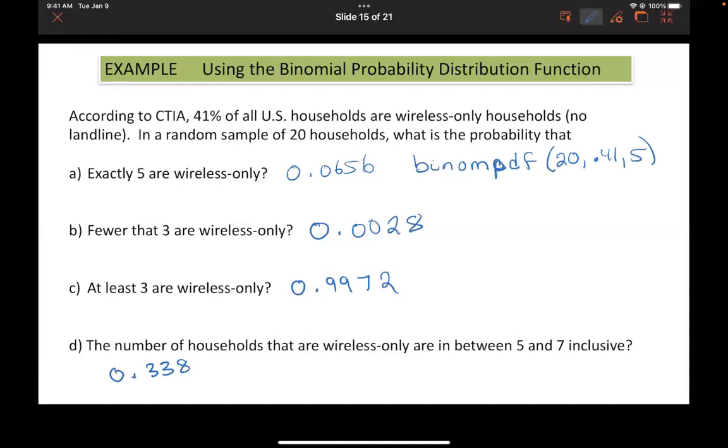I really think that that 41% is a lot more now. I highly doubt that there's only 41% of homes that are wireless only. I think it's higher, but that's just my guess.